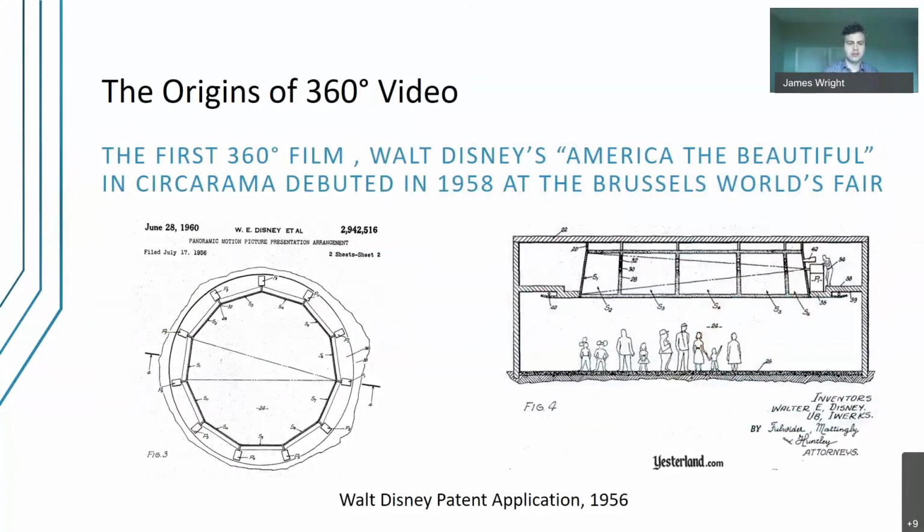So, although 360 video today is still considered an innovative technology, it actually originated in 1958 when Walt Disney released the first 360-degree film, America the Beautiful. Basically, it was filmed with 9 35mm cameras, which correlated to 9 video projectors, as seen here in the Walt Disney patent application. And basically, they created a 360-degree video projection system above an audience. This debuted at the World's Fair and eventually became a touring exhibit.